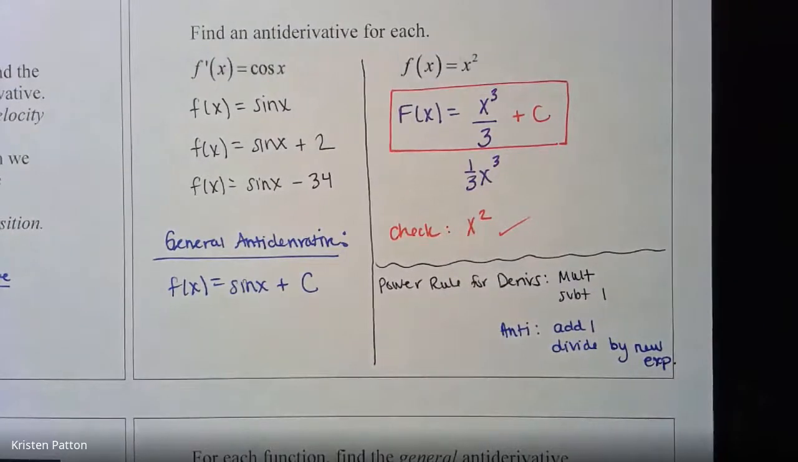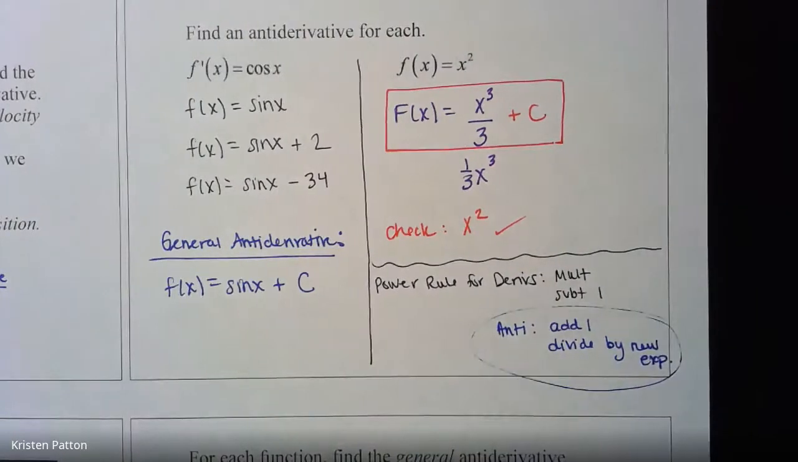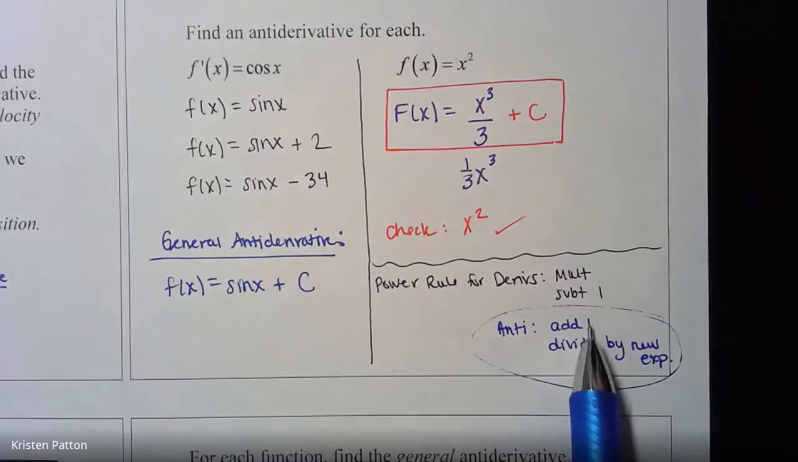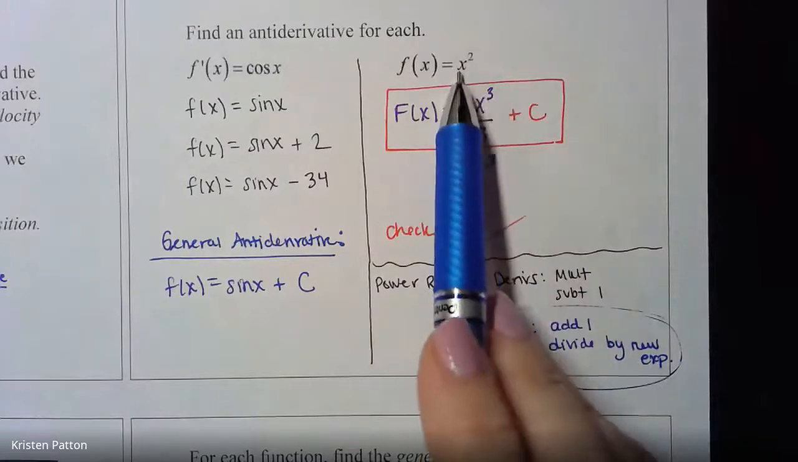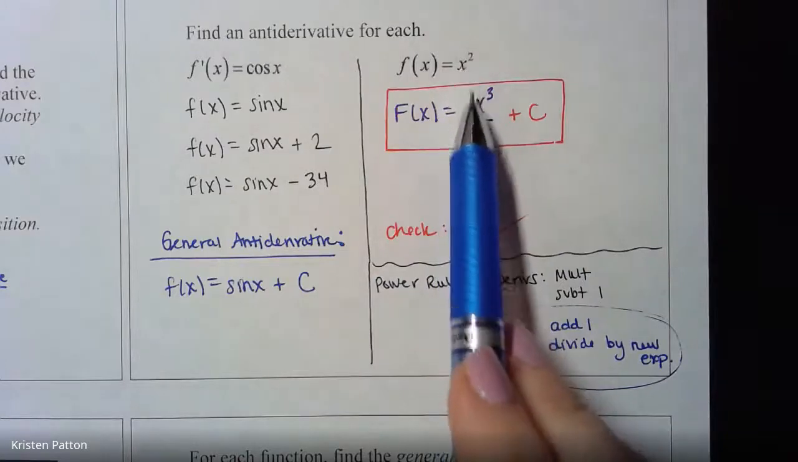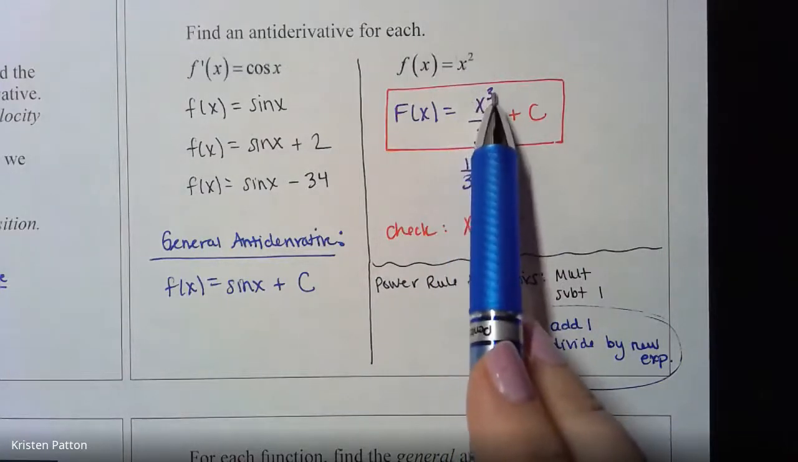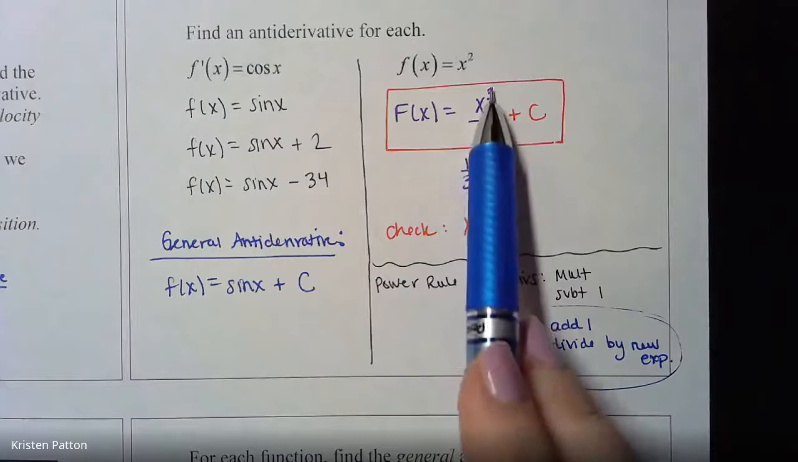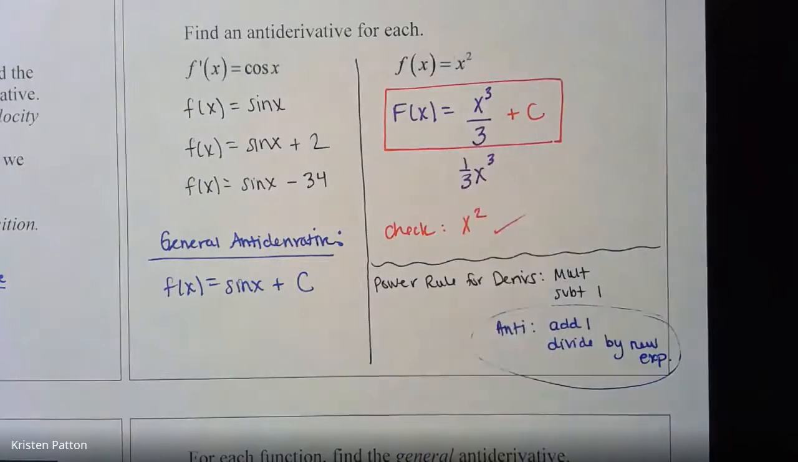This is the power rule, as Grace just said, in words. We're going to write it down more formally, but this is the power rule for antiderivatives in words. We're going to add 1 to the exponent, and then we're going to divide by the new exponent. So if we go back up here, we had x squared. We're going to add 1 to get x cubed, and then we're going to divide by that new exponent of 3. Okay?